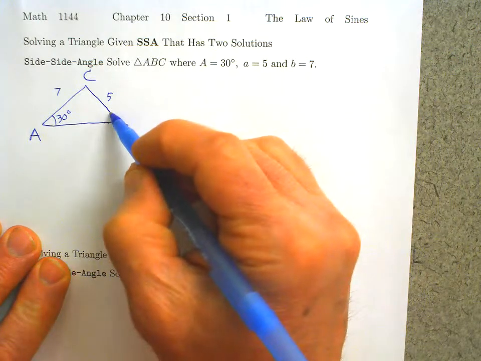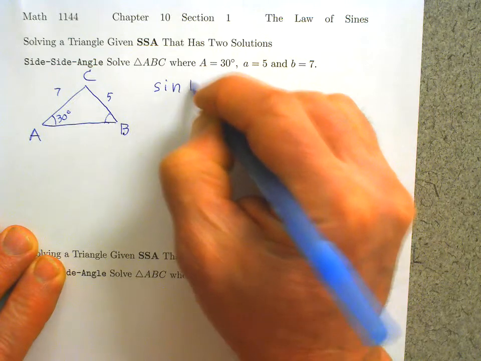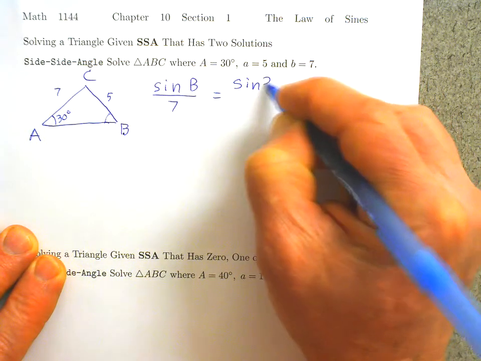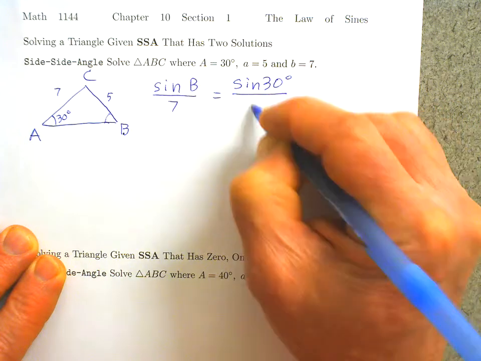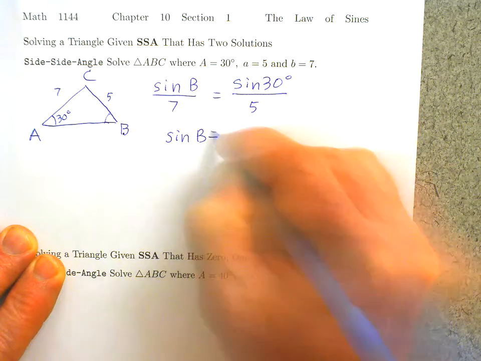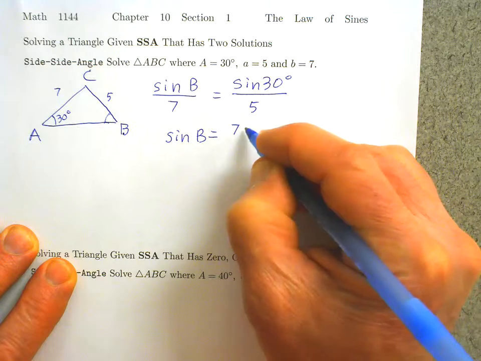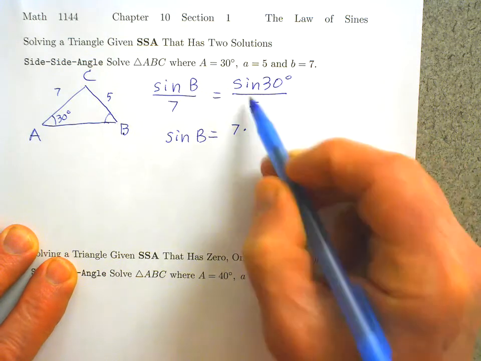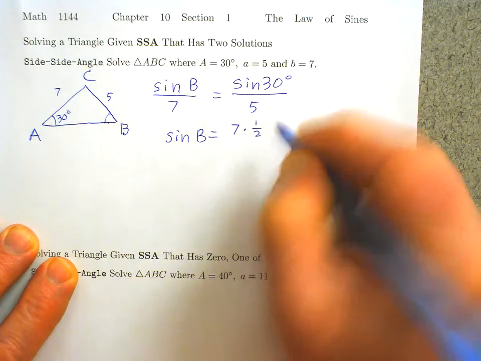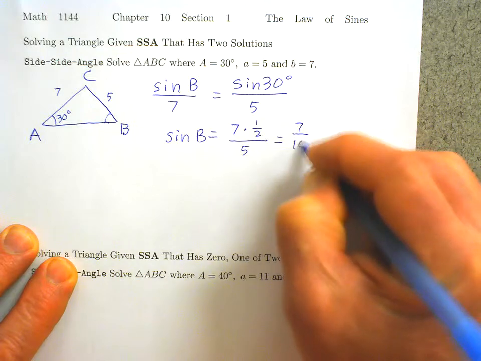So we can start by trying to find angle B. We can write sine of B over 7 is equal to sine of 30 degrees over 5. And so sine of B is equal to 7 times, well, we might as well, since we know sine of 30, let's replace it with 1/2. 7 times 1/2 divided by 5, or 7/10.